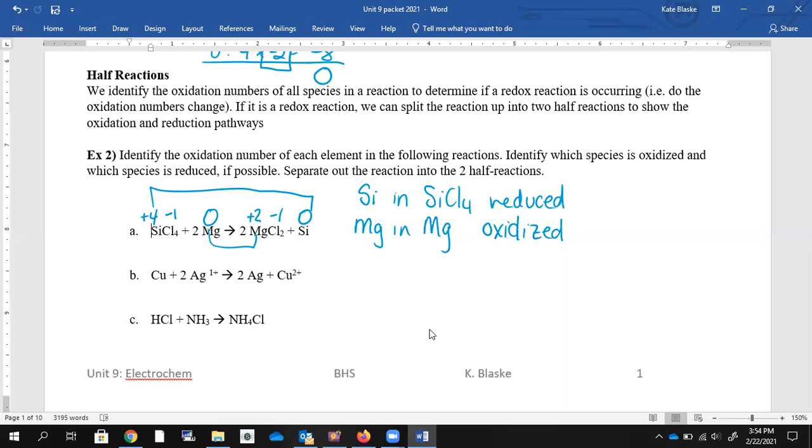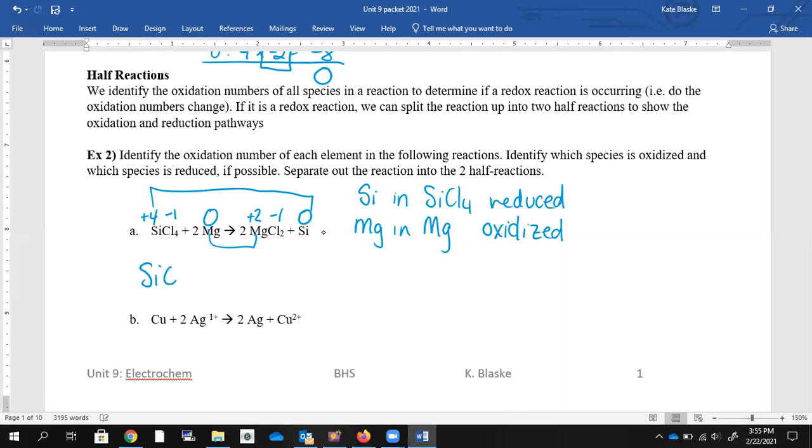And then we want to write these out as two half reactions. Now, we don't need to be perfect with this yet. We're going to talk more about half reactions coming up later. But when we have oxidation and reduction, we can write those out as two separate reactions. So what is happening here is that we want to write one half reaction for the oxidation and one half reaction for the reduction. So first, let's do the silicon because we talked about that first.